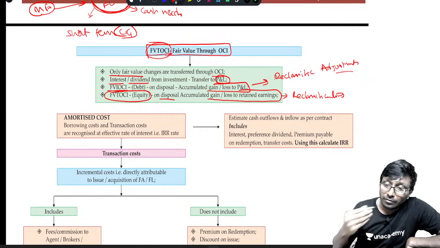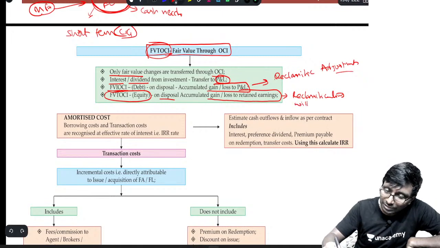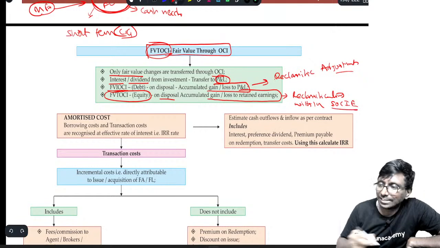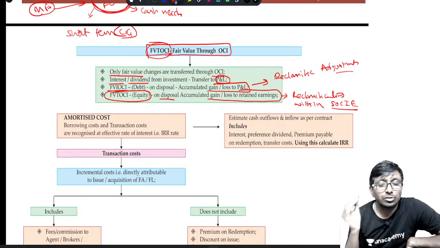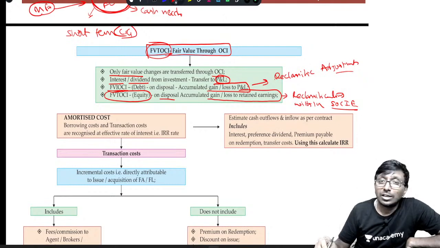Understand? Reclassification means it is a movement within the SOCIE, statement of changes in equity. One reserve to another reserve shifting. If it is shifting from one reserve to another reserve, then we call it reclassification. It is not reclassification adjustment.